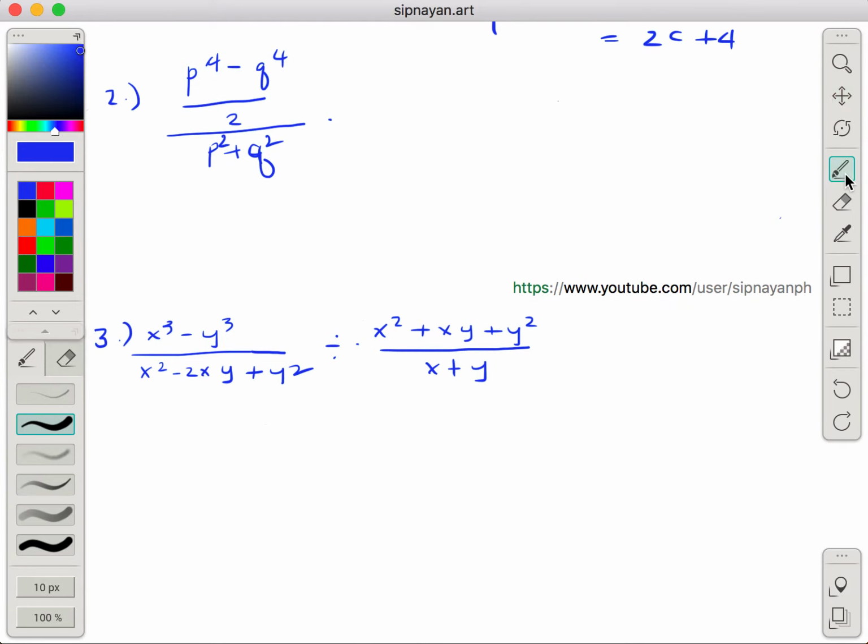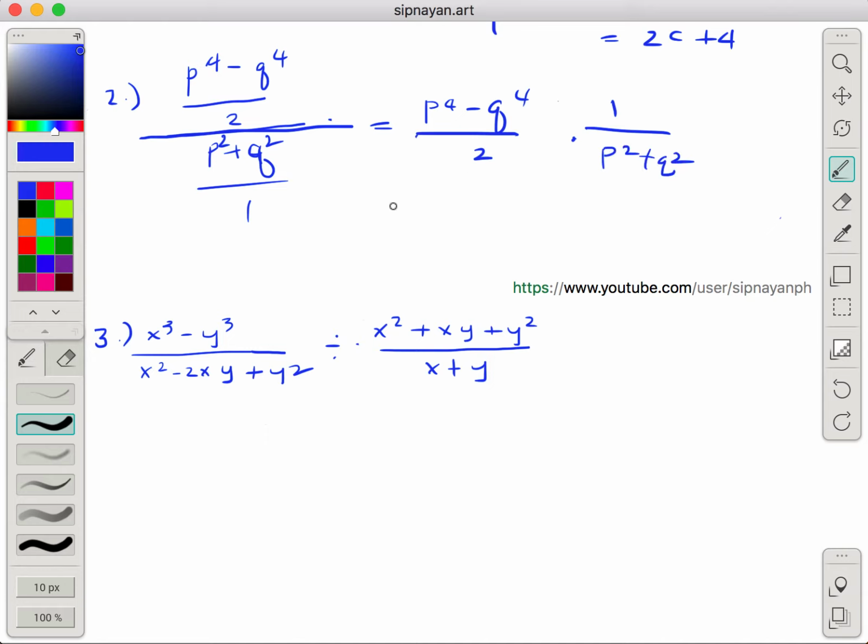Next, we have p squared. Ito naman yung ating denominator, yung p squared plus q squared. Tapos ito naman yung ating numerator. So this is equal to p to the 4th minus q to the 4th over 2. This is our denominator. So sabi natin, pag wala siya kasama, pwede tayong maglagay ng over 1. So meaning, ang reciprocal niyan ay 1 over p squared plus q squared.